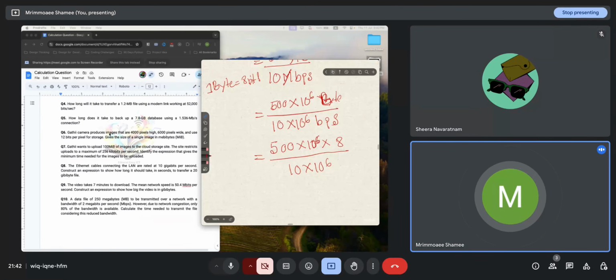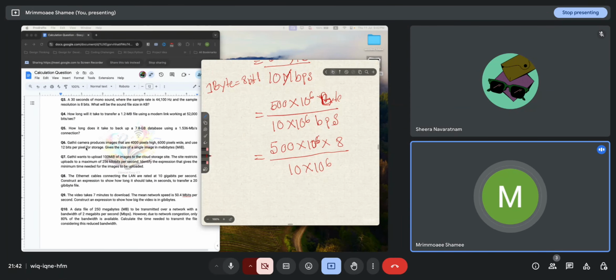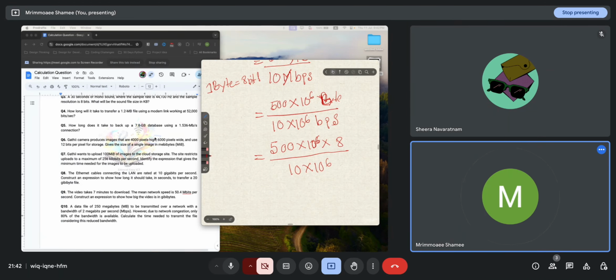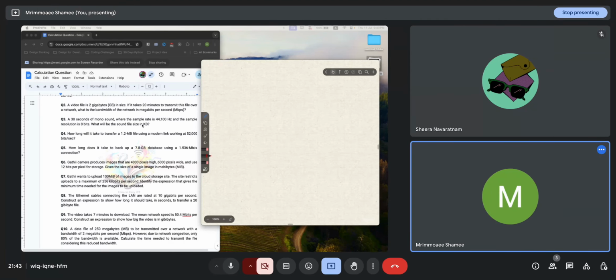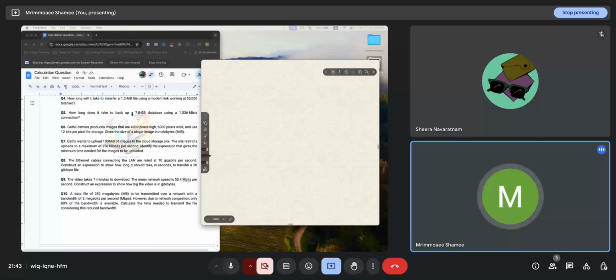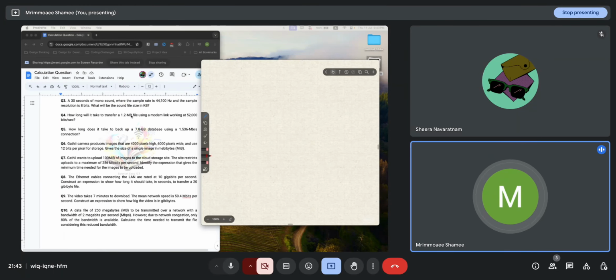Then we'll move to question number 6. This is one of the questions that came in the exam. So where it is saying that CPR camera produces, no, we start with question number 5 then. Okay, so 5 is also one of the important ones. It is saying, how long does it take to back up a 7.8 gigabyte database using a 1.536 megabit per second connection? That means it's similar to question number 1. I think you can do it, but still I'll show you how to do this.